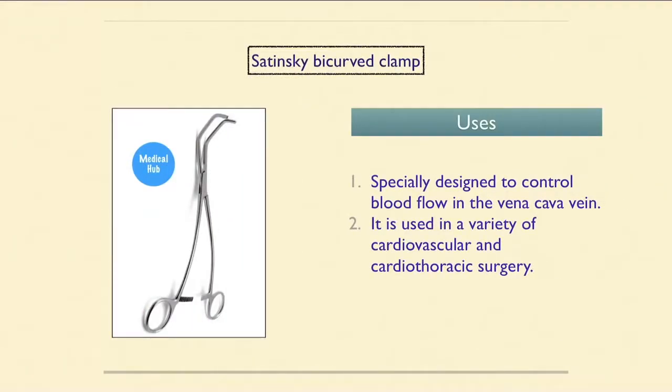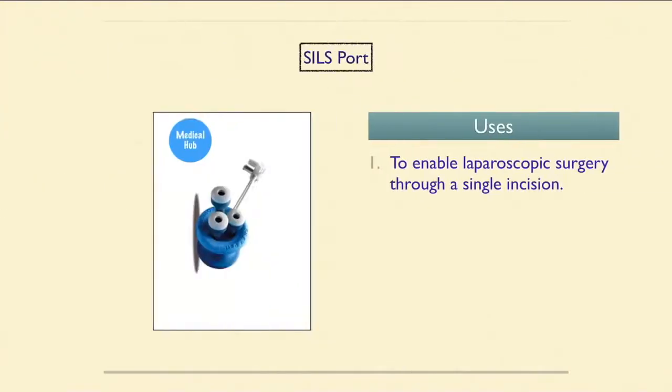Next one is Satinsky bicurved clamp. It is specially designed to control blood flow in the vena cava vein. It is used in a variety of cardiovascular and cardiothoracic surgery.